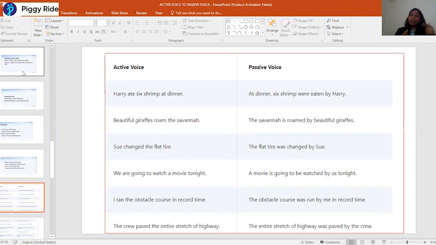Okay. Next example. Beautiful giraffes roam the savannah. The savannah is roamed by beautiful giraffes. Sil changed the flat tire. The flat tire was changed by Sil. We are going to watch a movie tonight. A movie is going to be watched by us tonight. I ran the obstacle course in record time. The obstacle course was run by me in record time. The crew paved the entire stretch of highway. Passive form, the entire stretch of highway was paved by the crew.